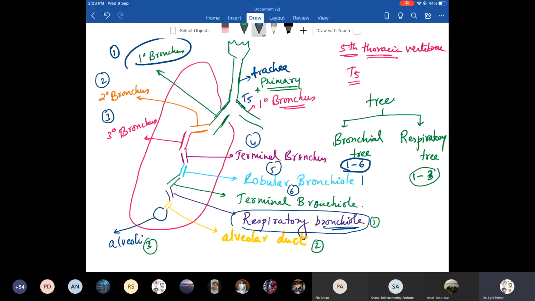The bronchial tree has cartilaginous rings. They have cartilaginous rings until where? These cartilaginous rings are present until the terminal bronchiole. But the respiratory bronchiole and alveolar duct do not have cartilaginous rings.